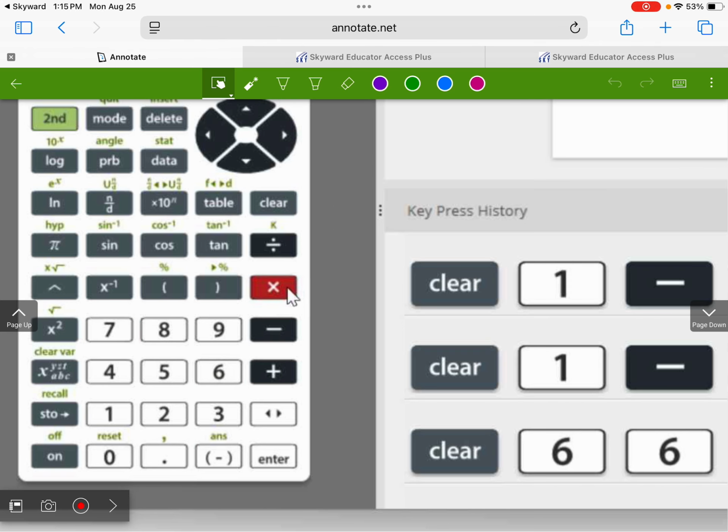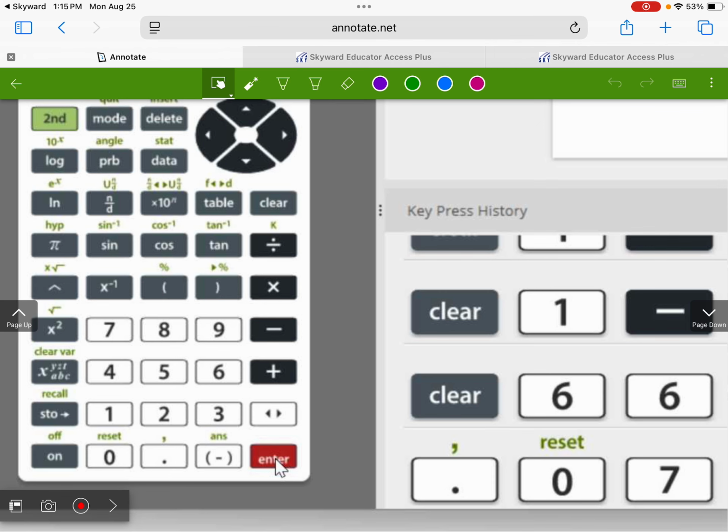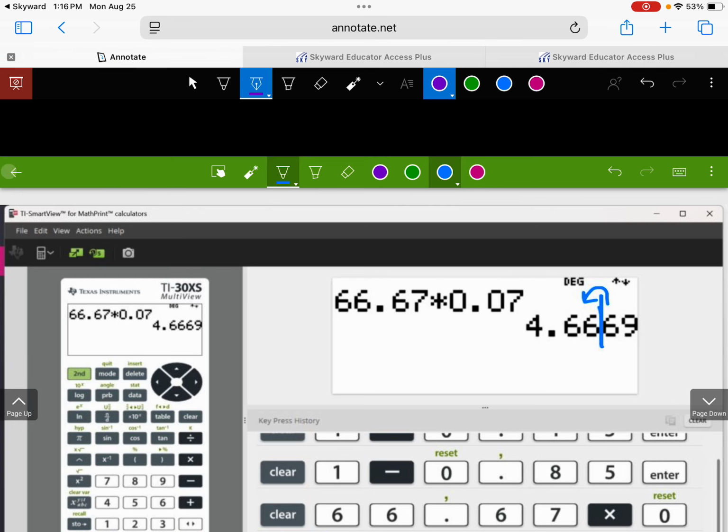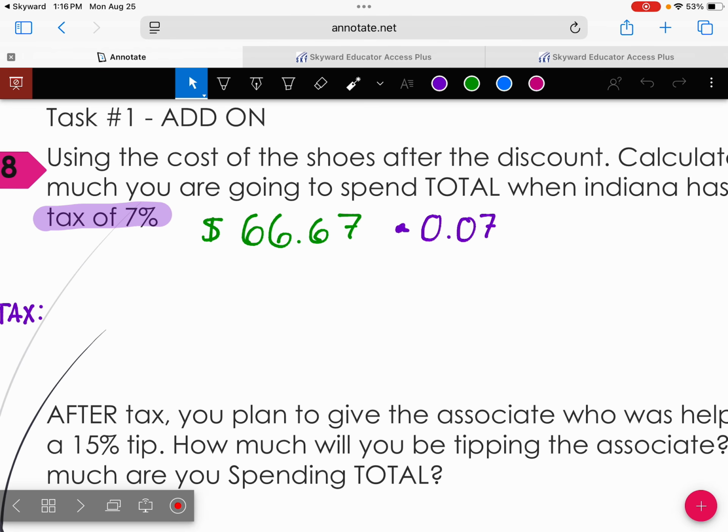66.67 times our 0.07. What's the answer, Katie? Oh, so the answer would be... Don't read the board. So 4. What's it round to? Come on, Joseph, say it. What's it round to, Joseph? Your favorite number. It's your favorite number right now. $4 and how many cents? Joseph, what's your number? Oh, 6, 7. There you go. You've been saying it every 5 minutes for like 2 weeks now.